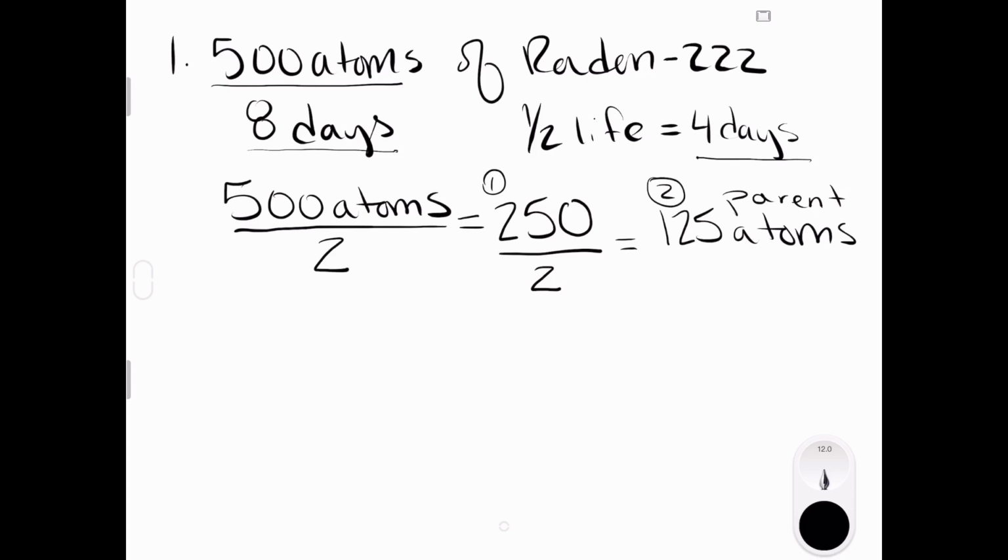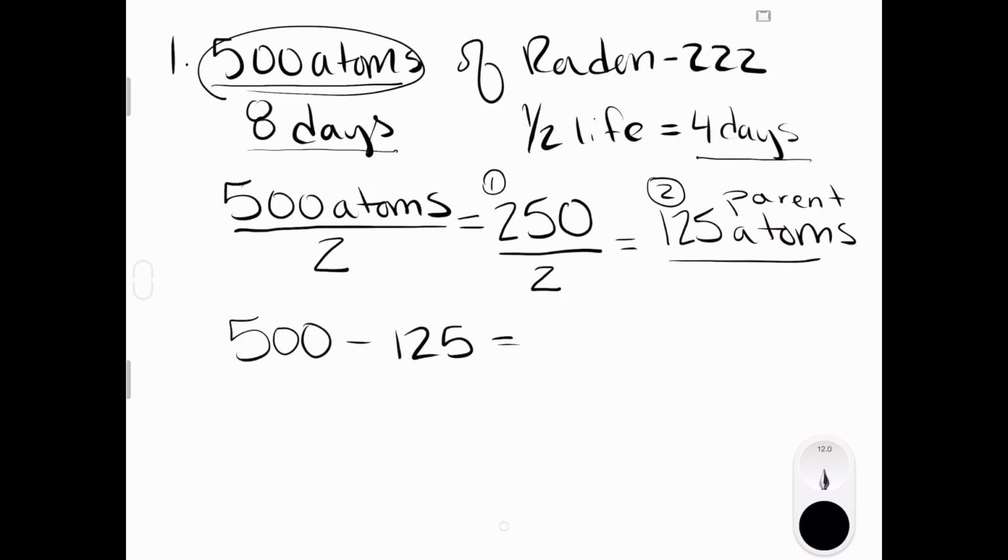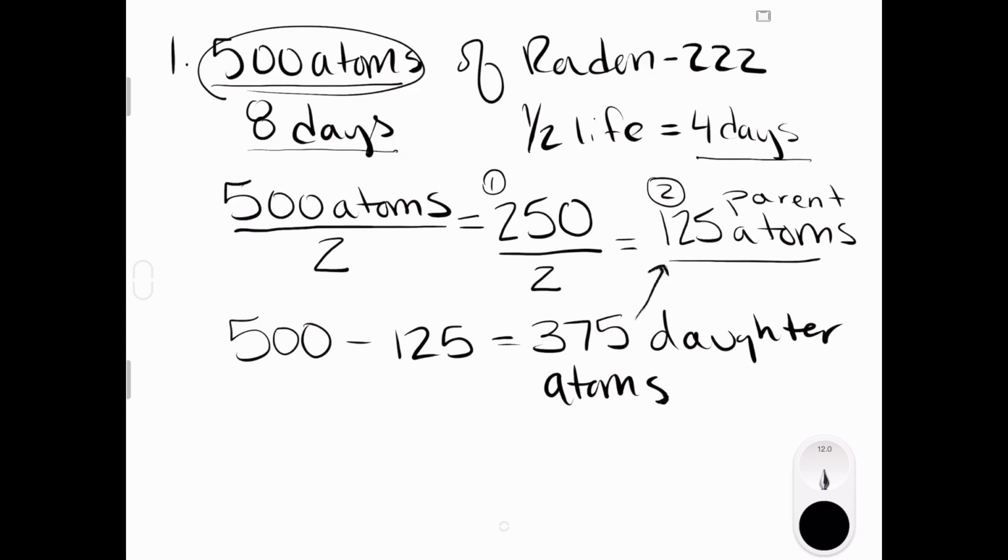Okay, and the next step, if you were asked about how many daughter atoms were left, you need to find how many are left from the 500 we originally had. So you'll take 500 minus 125, so you'll get 375 daughter products. So daughter atoms are what has decayed after the parent goes through a half-life. So we now have 375.